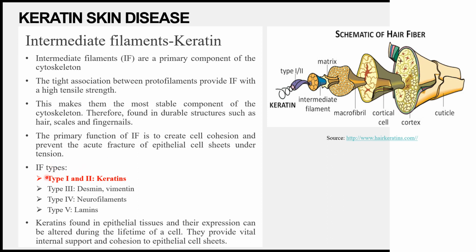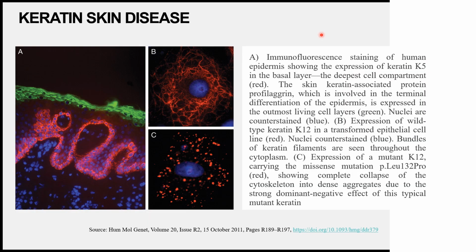Here are the types of intermediate filaments, and type 1 and type 2 are known as keratin. Keratin consists of 54 unique genes in humans, and they are expressed in cell differentiation and development. The keratin pairs K5 and K14, and K1 with K10, are normally associated with epidermal keratinocytes. Keratinocyte is the major cell type in the skin epidermis.